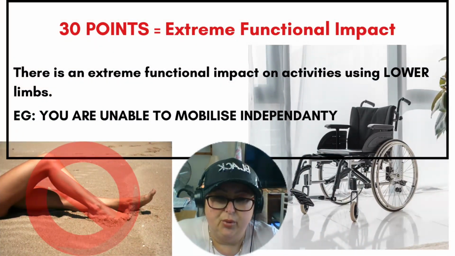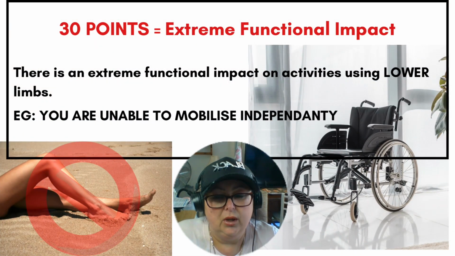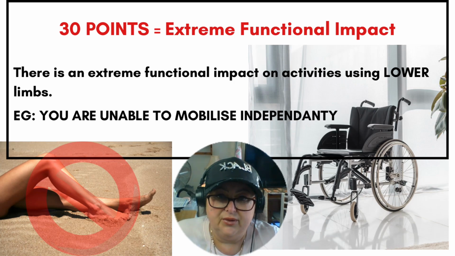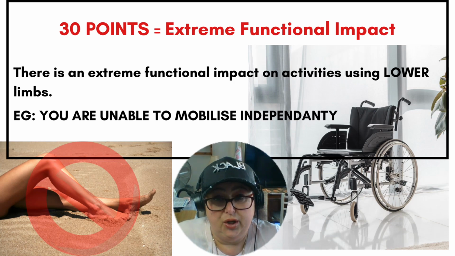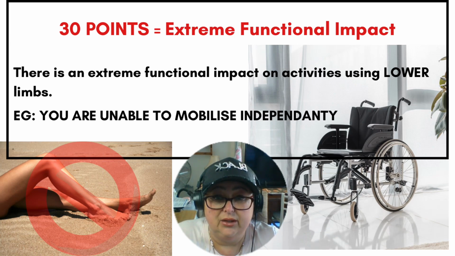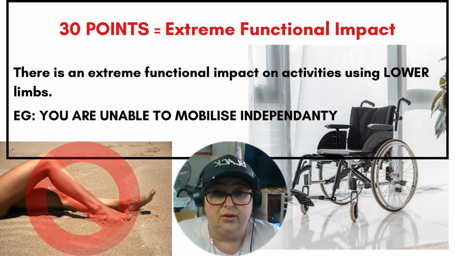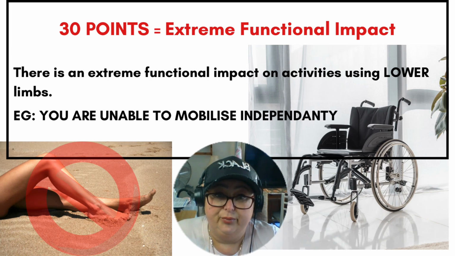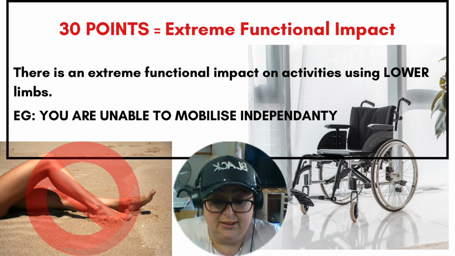You only need 20 points on one impairment table to meet the medical requirements for the disability pension, but the 30 points on this table is the extreme functional impact, which means that you are unable to mobilise independently at all. So hopefully that doesn't relate to you and you only meet the 20-point criteria, which is all you need to meet, and you don't need to go into this particular level of support. If you do, however, it is there and available for you to use as part of the assessment.